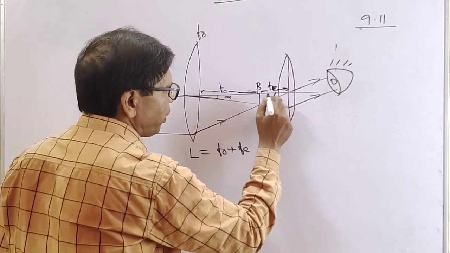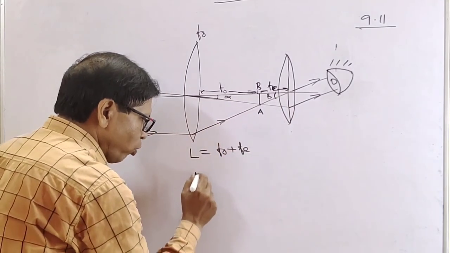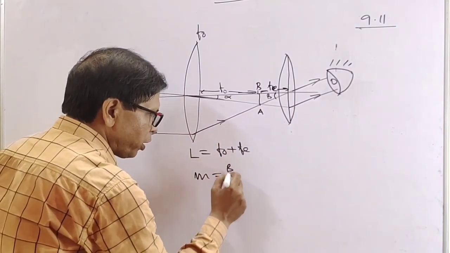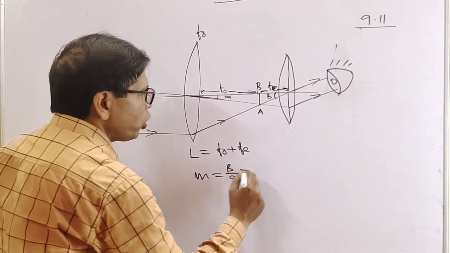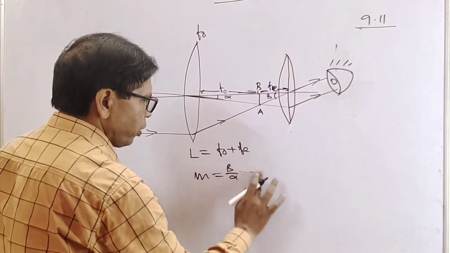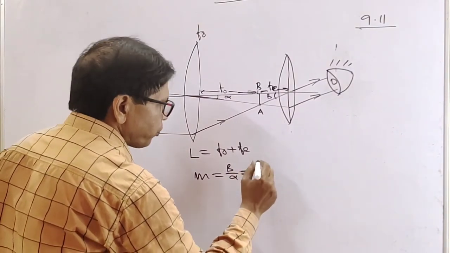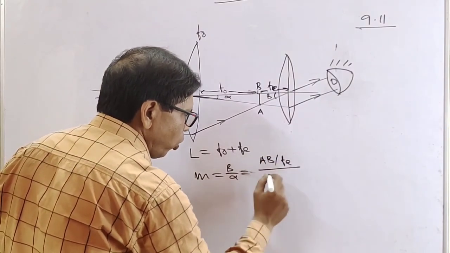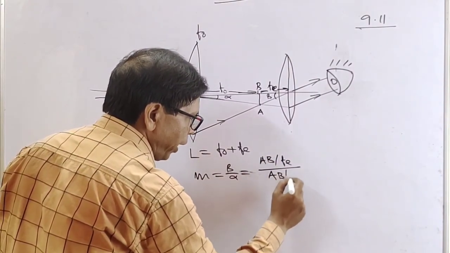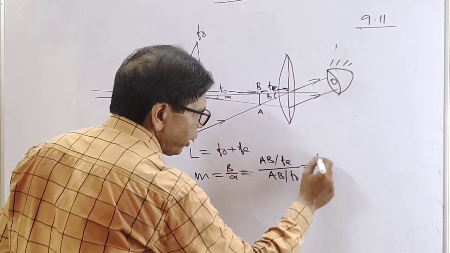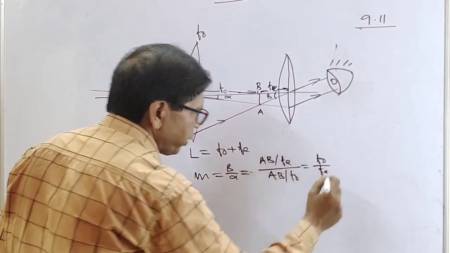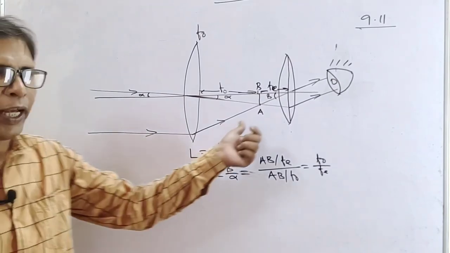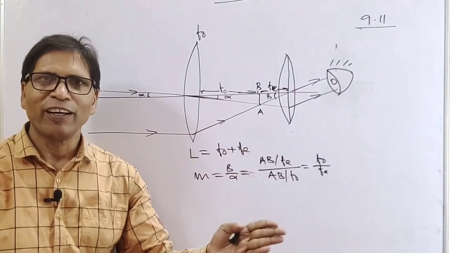If this angle is beta, look at this angular magnification, beta by alpha. This is equal to AB divided by FE, whole divided by AB by FO. So look at this, FO by FE is the magnification of the astronomical telescope.